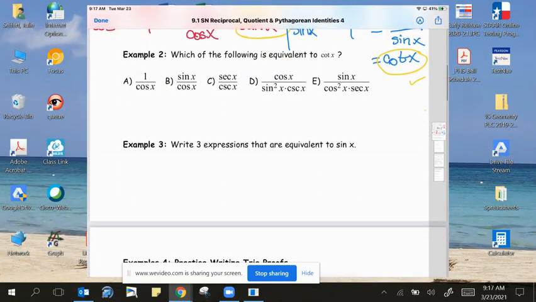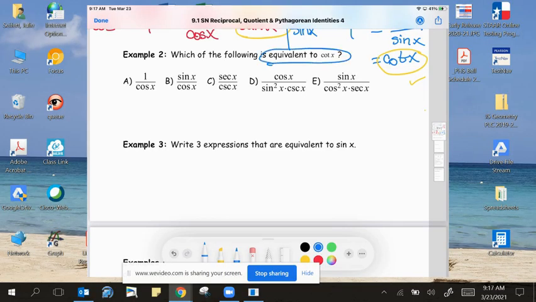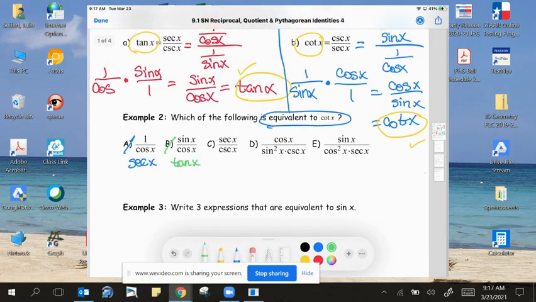So in number 2, we are looking at equivalences. We're looking for what is equivalent to cotangent x. There could be more than one right answer here. Part A is 1 over cosine x. If you look at those reciprocals, 1 over cosine is equal to secant x. So A is not it. If we look at B, sine x over cosine x, that's an identity for tangent x, not cotangent, so B is out. Okay, if we look at C, secant x over cosecant x, that might look a little familiar because we just did it in part A above. Secant x over cosecant x is tangent of x, not cotangent.